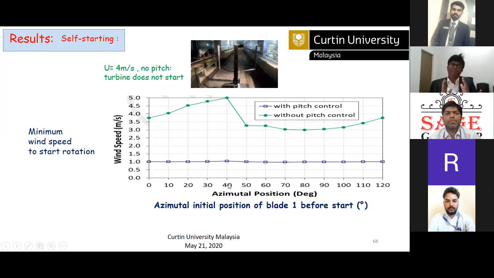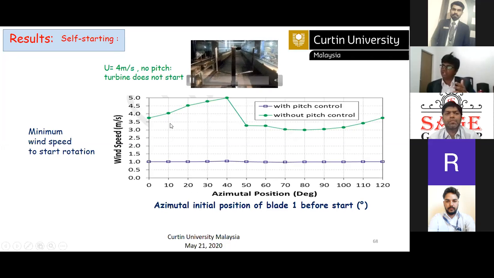It means we fix the blade at a certain angle. At all angular positions, we can obtain the starting of the vertical extrusion turbine with the pitch control at 1 meter per second. Whereas if we don't implement the pitch control, we can see at different angles of attack the starting of the low pitch control turbine is different.